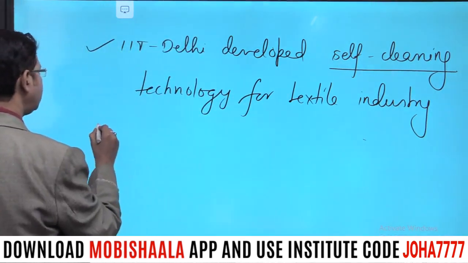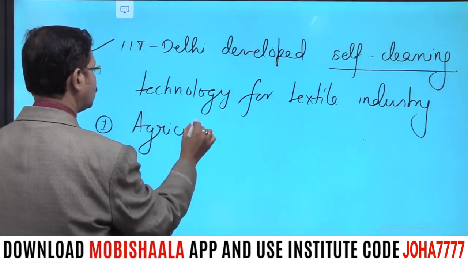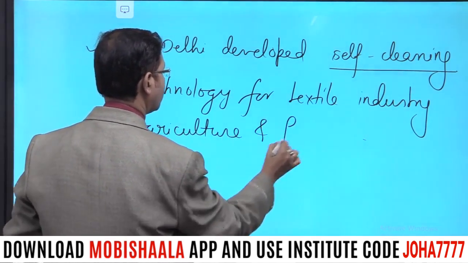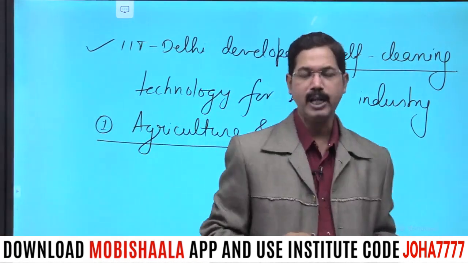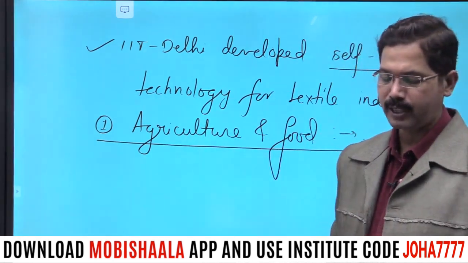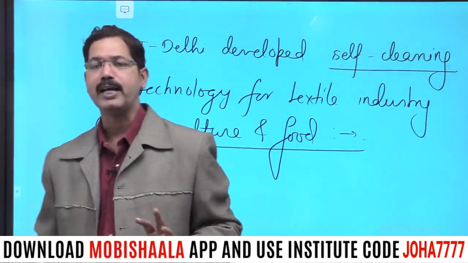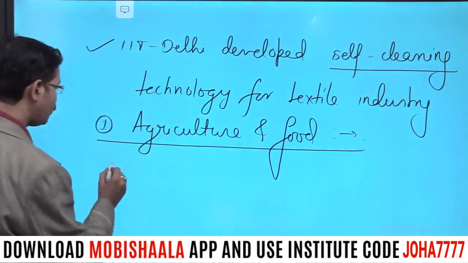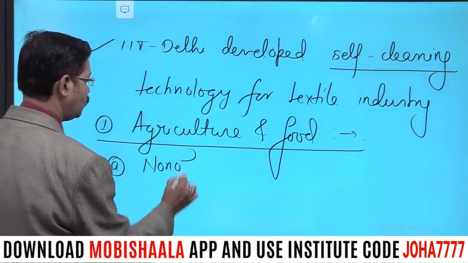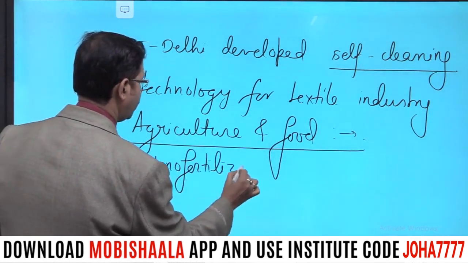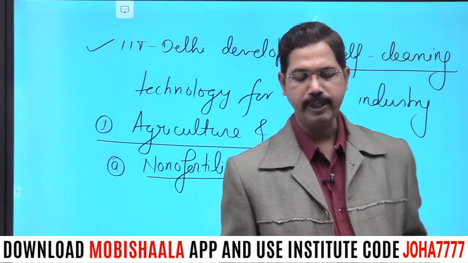Now, applications in the sector of agriculture and food. First I am trying to tell you its application in the field of agriculture and food industry. So there are nano fertilizers. First of all, nano fertilizers are used in agricultural farms to increase the productivity overall.